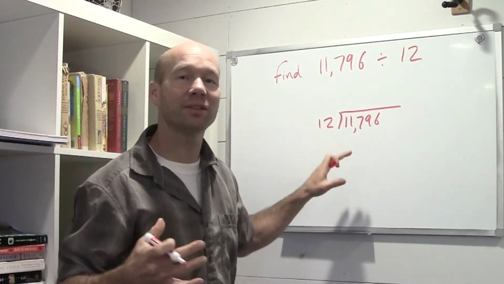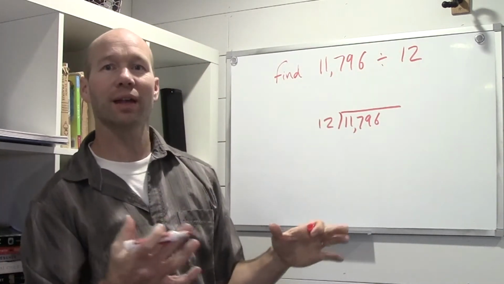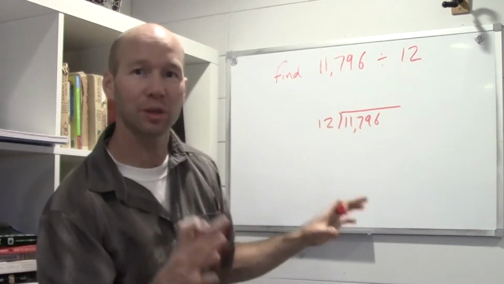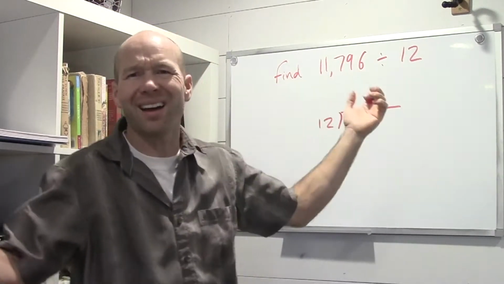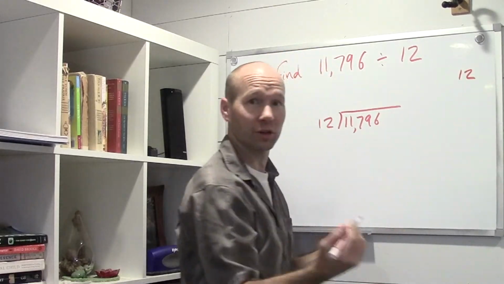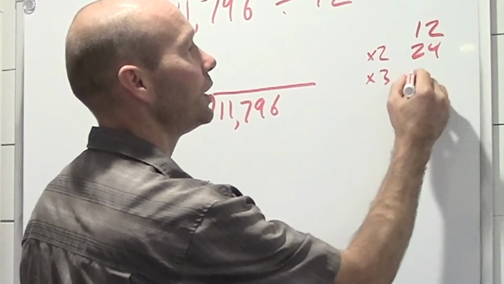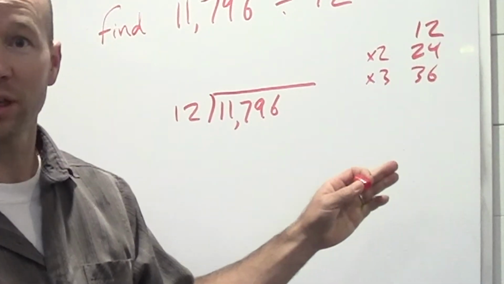Now, because this is a multi-digit number I'm dividing by, the way that I like to do that is to make a list of the multiples of 12. That way, I can just refer back to those multiples, because I honestly don't know all my multiples of 12. So I say 12 is the first one. 12 times 2 is 24, times 3 is 36, because 24 plus 12 is 36.